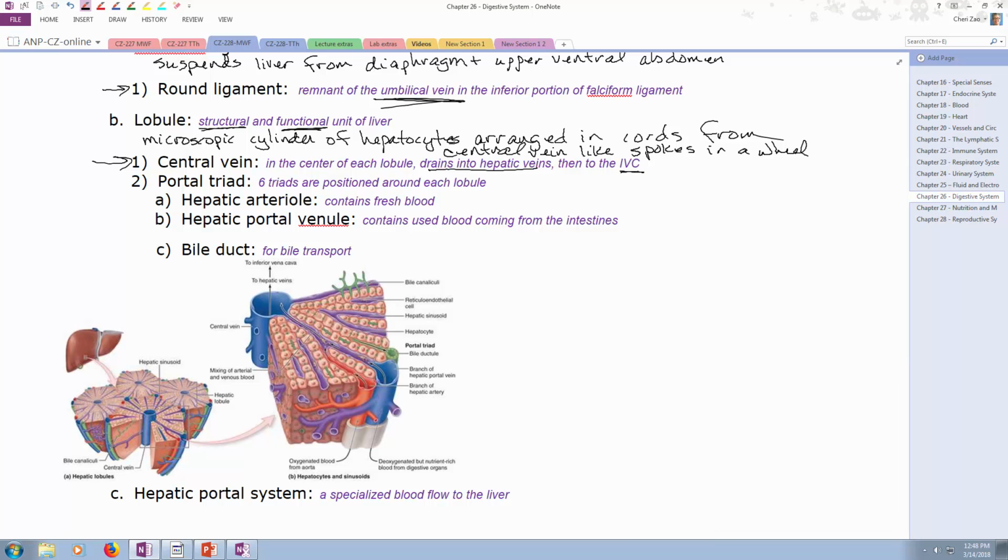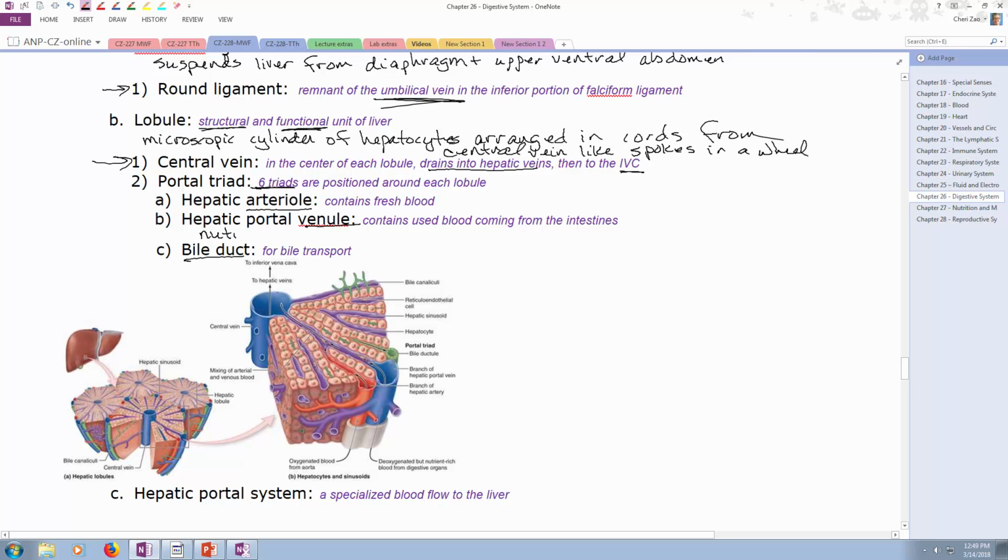Around the central vein are 6 structures called triads. Triads are 3 things, and what makes up these 3 items in this triad is a hepatic arteriole, a hepatic portal venule, and a piece of the bile duct. The hepatic arteriole will contain fresh blood. The hepatic portal venule will contain used blood that is nutrient-rich as well as toxin-rich, because this is blood coming from the digestive tract that is responsible for absorption. And then the bile duct is for actual bile transport, which is going to go in the opposite direction.